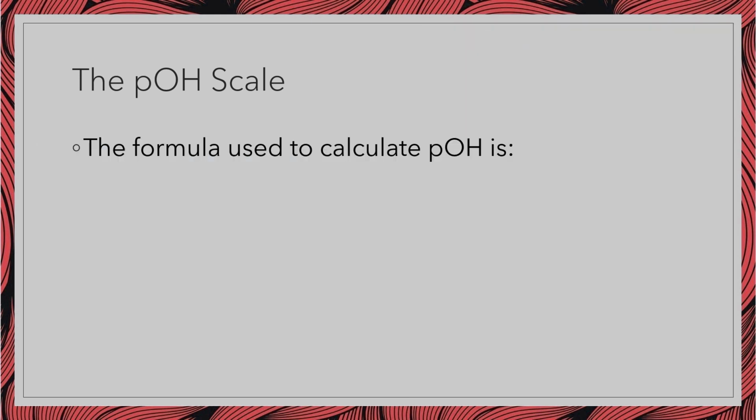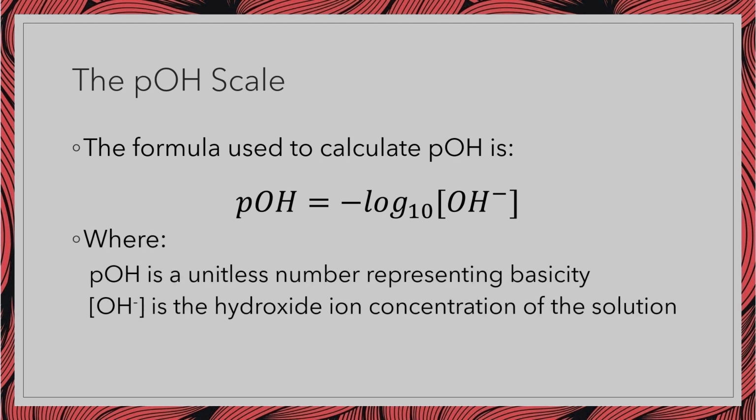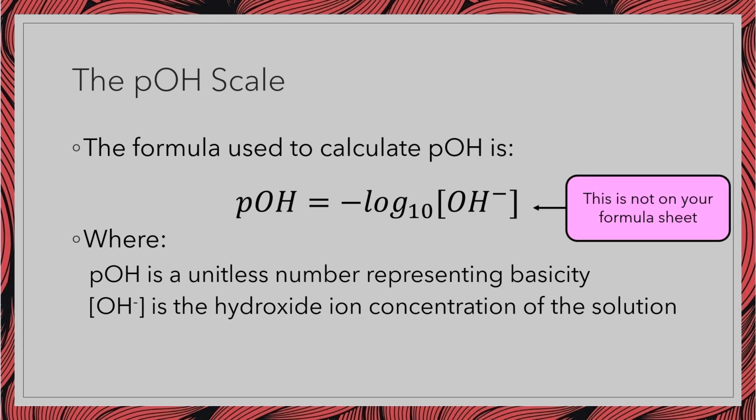Now, the formula we use to calculate pOH is this. pOH is negative log 10 of hydroxide ion concentration. pOH is a unitless number representing basicity. OH minus in square brackets is obviously hydroxide ion concentration, and our log 10 is on our calculator. Now, this one is not on your formula sheet. The pH one is, but you just need to know for pOH, we sub out H plus for OH minus in this formula.